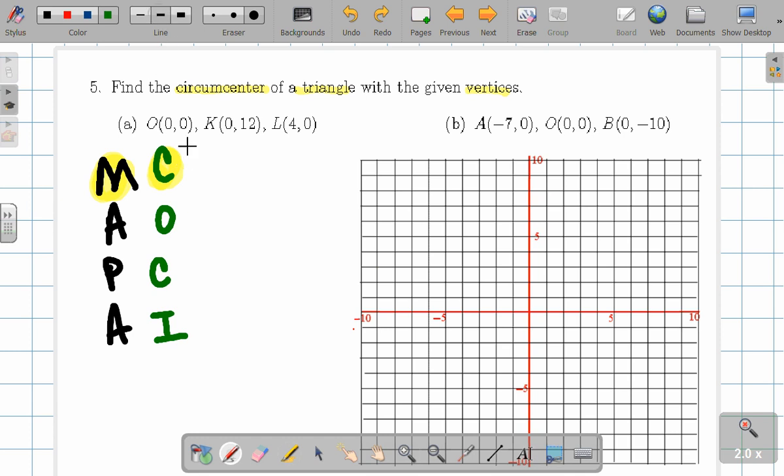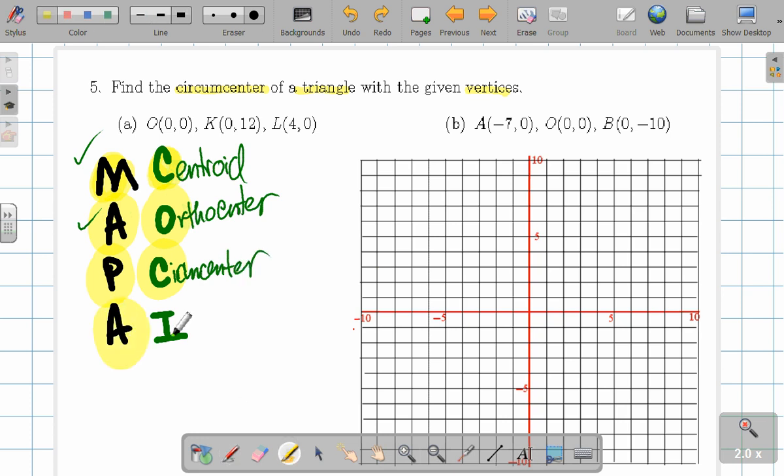The medians cross at the centroid. Okay. Then we have the altitudes cross at the what? Yes, orthocenter. Orthocenter. And I associate that MC and AO. All right. And then the perpendicular bisectors cross at the, there's the circumcenter.